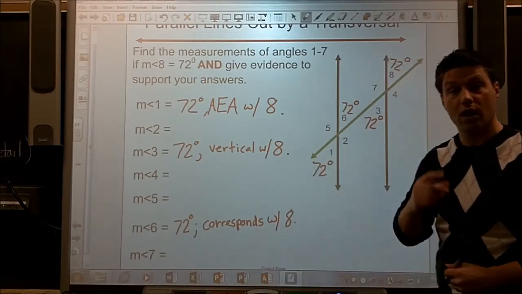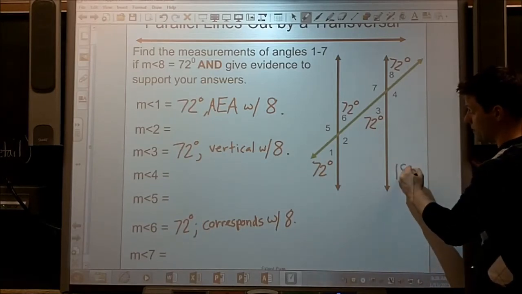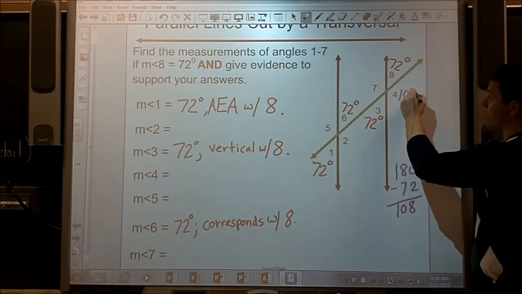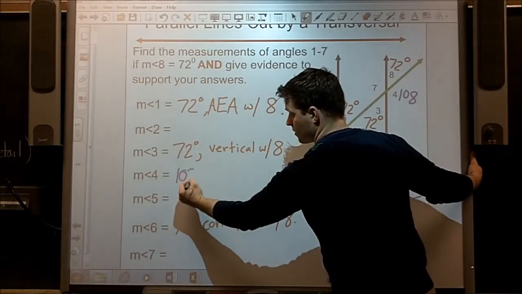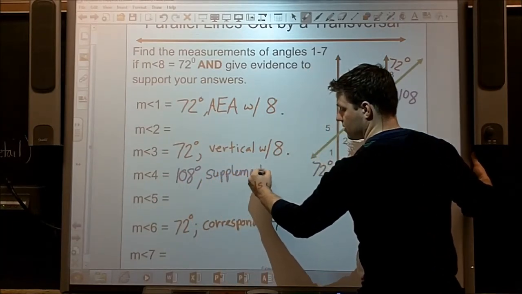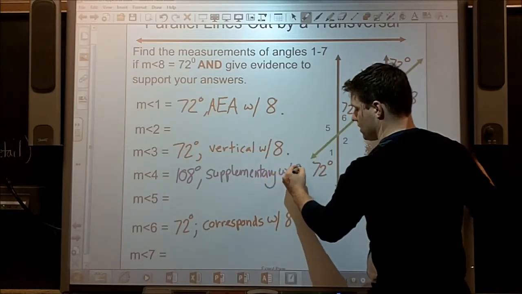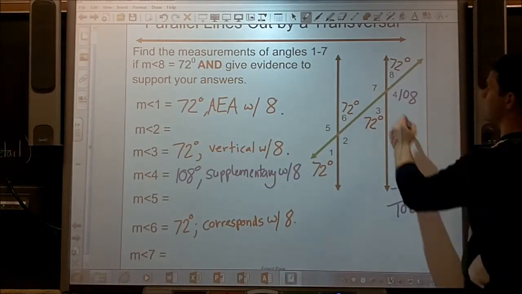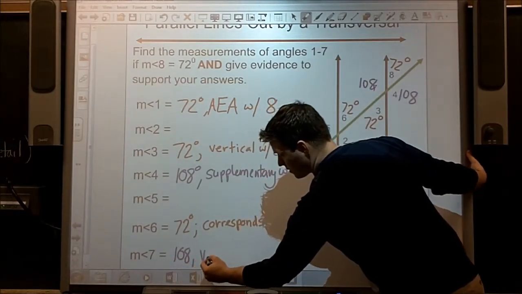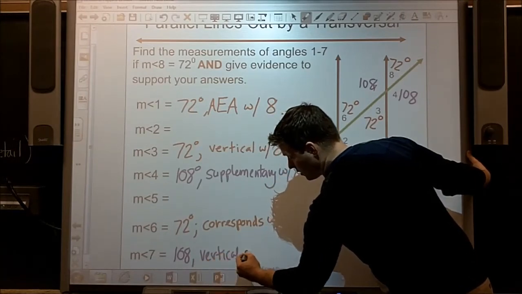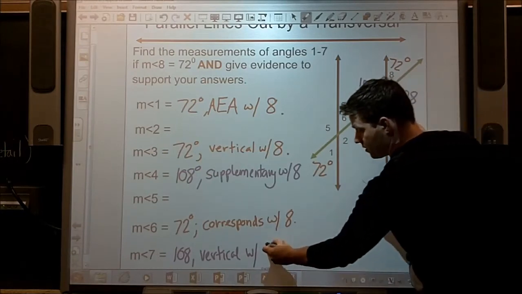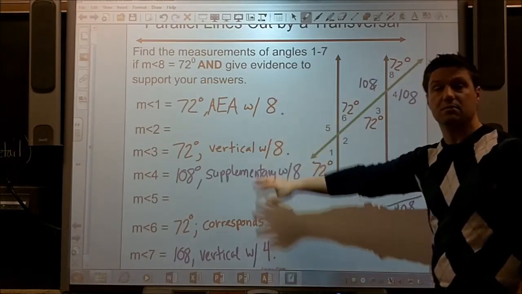So I'm going to start off with 1, that's going to be supplementary. 180 minus 72 is 108. So angle 4 has got to be 108. Why? Because it's supplementary with 8. Okay. 7. That's got to be 108. Vertical with, right? When those two lines intersect up here, it's vertical with 4. Okay, these are my evidence. I'm giving evidence of why.